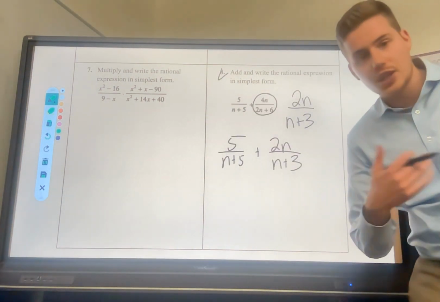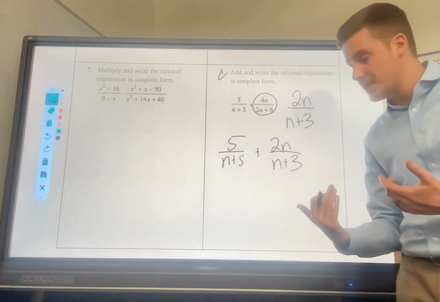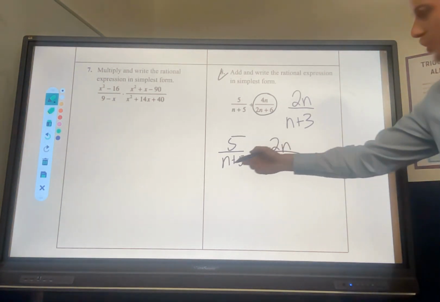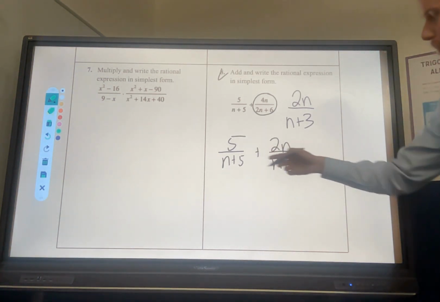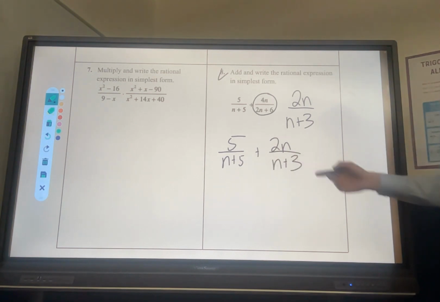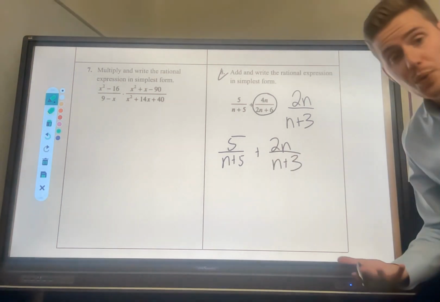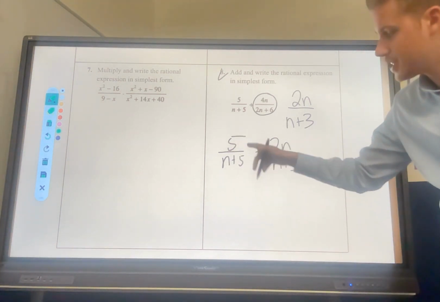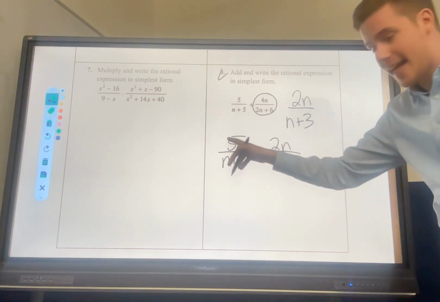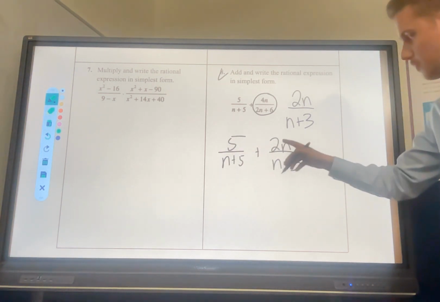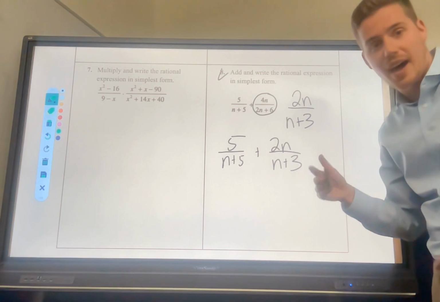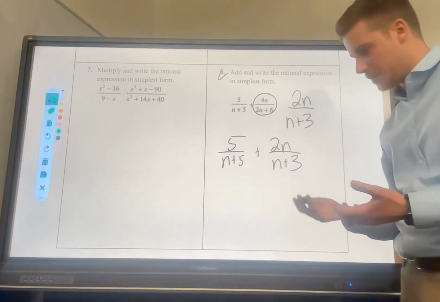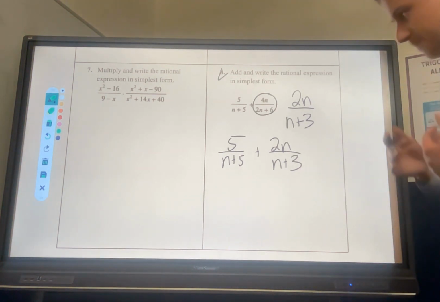And so again, like I showed y'all in the previous videos, you need to get the common denominator. In this case, I'm going to use something that's a combination of both of our denominators here, n plus 5 and n plus 3. Essentially, I'm going to multiply this fraction right here by n plus 3, and I'm going to multiply my fraction on the right by n plus 5. That way they have a common denominator. So let's go ahead and do that.